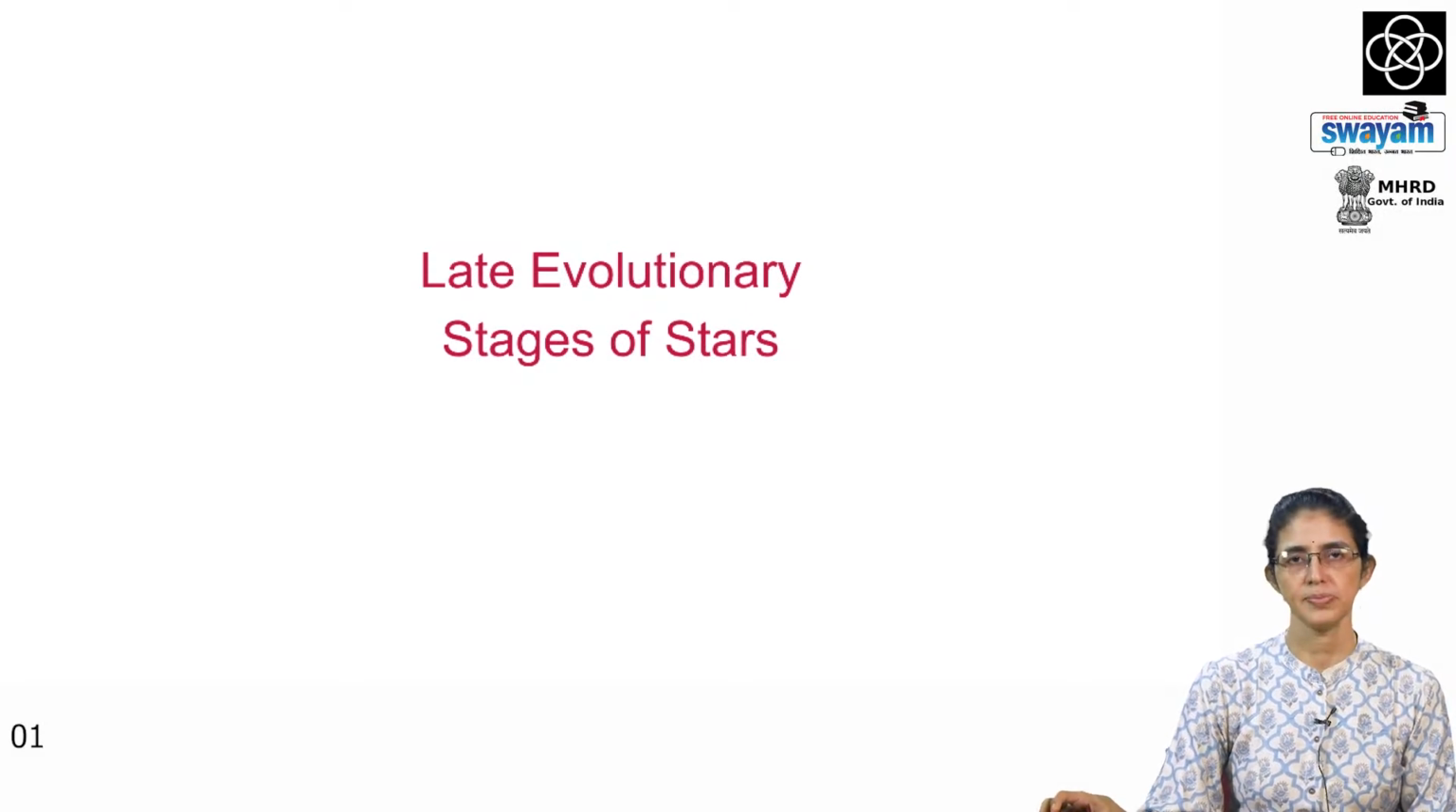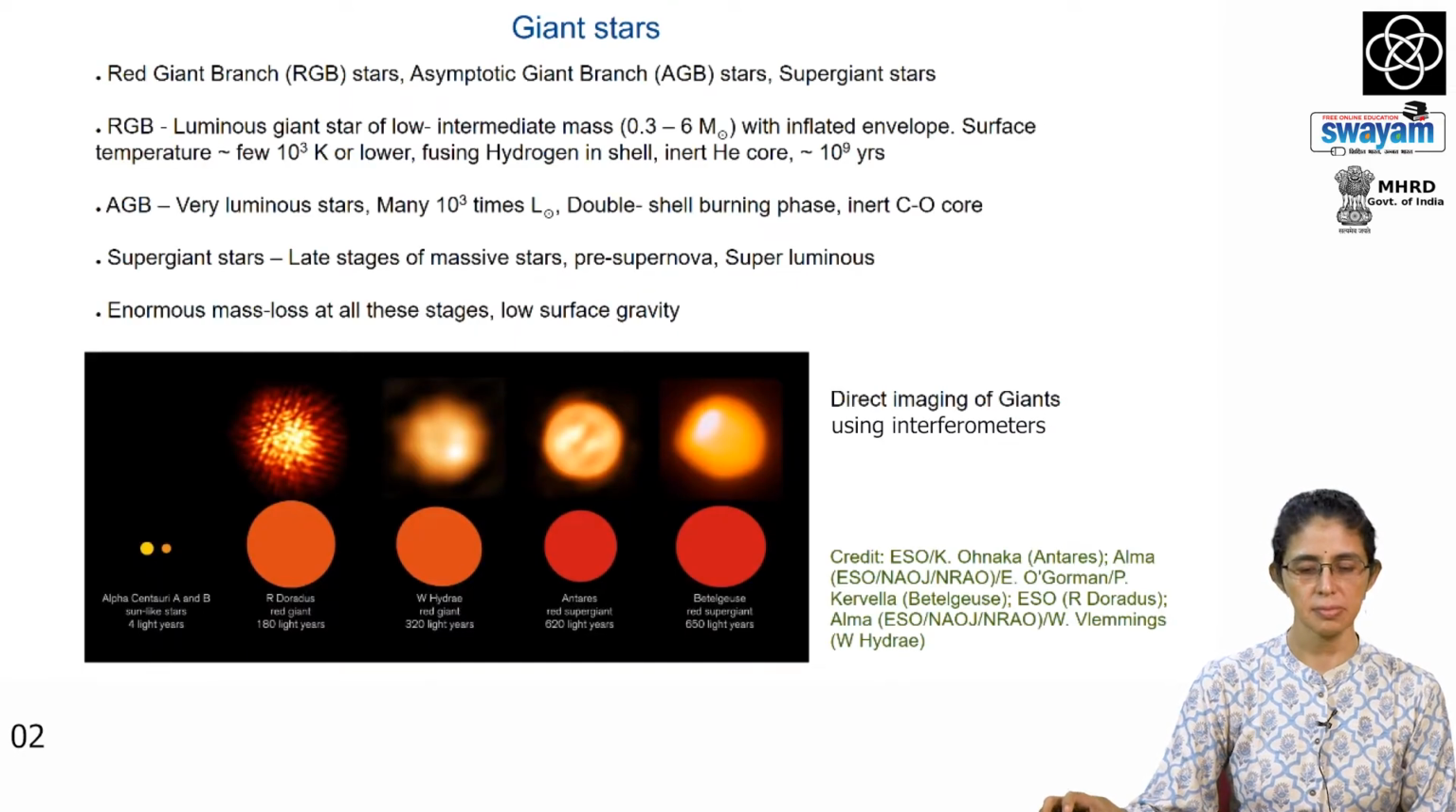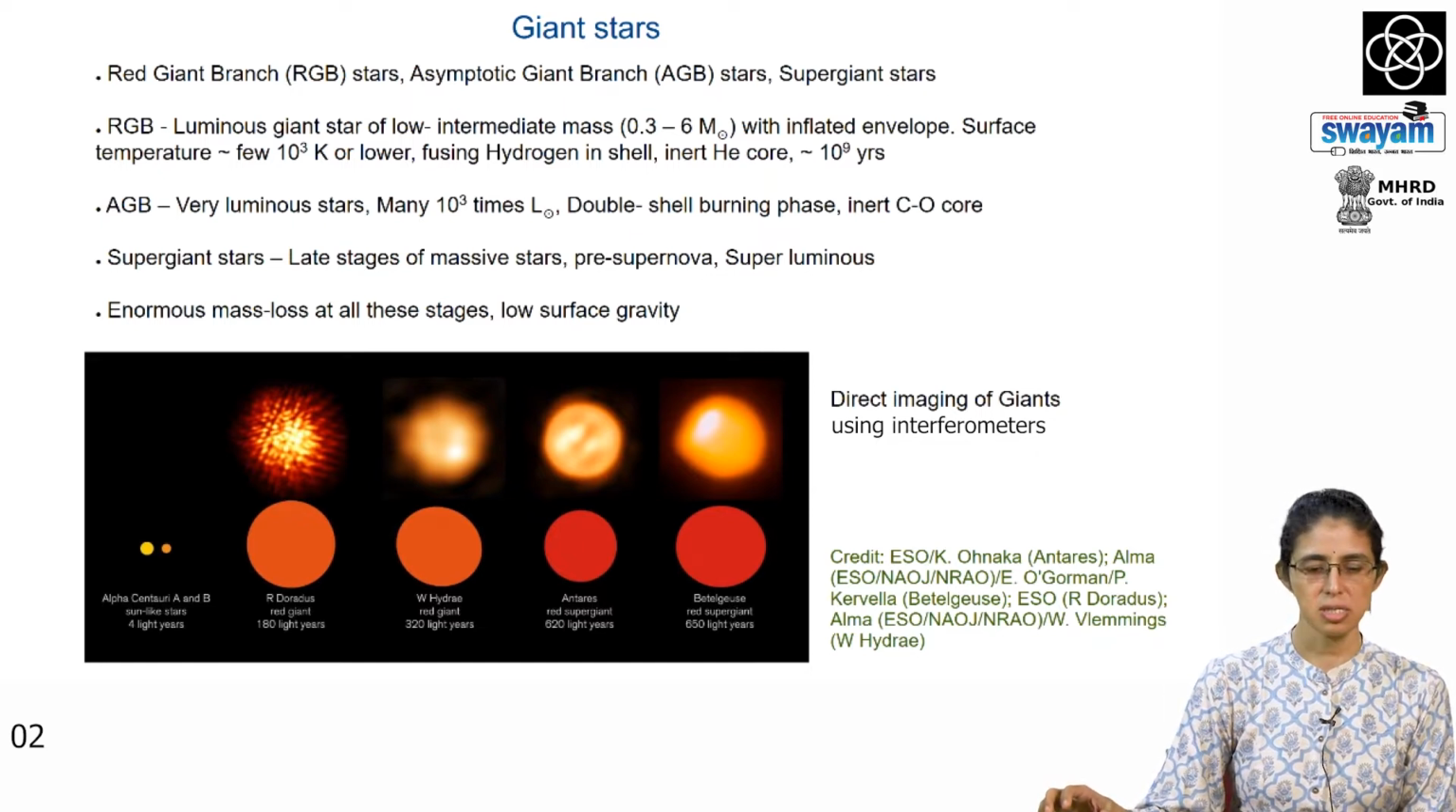Hello, I'm Sarita, and in this lecture, I will be discussing the late evolutionary stages of stars. We will start first with giant stars. Giant stars are comprised of red giant branch stars, the asymptotic giant branch stars, as well as the supergiant stars.